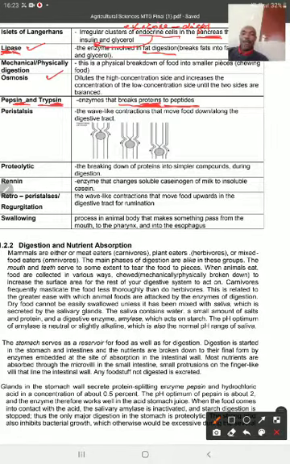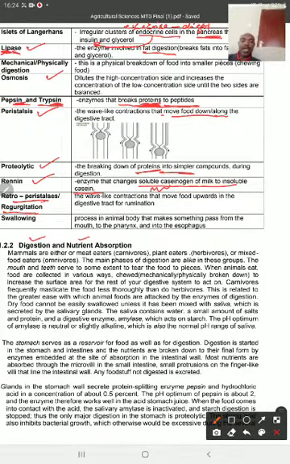All right. Wave-like contractions that move food down along the digestive tract, peristalsis. Breakdown of proteins into simpler compounds, proteolytic, because it's breaking protein. Enzyme that changes soluble caseinogen of milk into insoluble casein, it's renin, that's milk curdling. Wave-like contractions that move food upwards, backwards to the mouth, it's retroperistalsis, vomiting or regurgitation in terms of ruminants. And then swallowing is when food passes through into the esophagus and stomach.